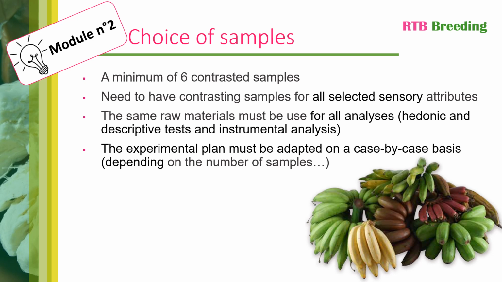Finally, the experimental plan for sample presentation must be adapted on a case-by-case basis, depending on the location of the study, the number of interviewers available, the number of varieties selected, and the number of consumers targeted. For example, if more than 6 samples are selected, it will not be possible to present all samples to all consumers, and the experimental plan will have to be adapted.